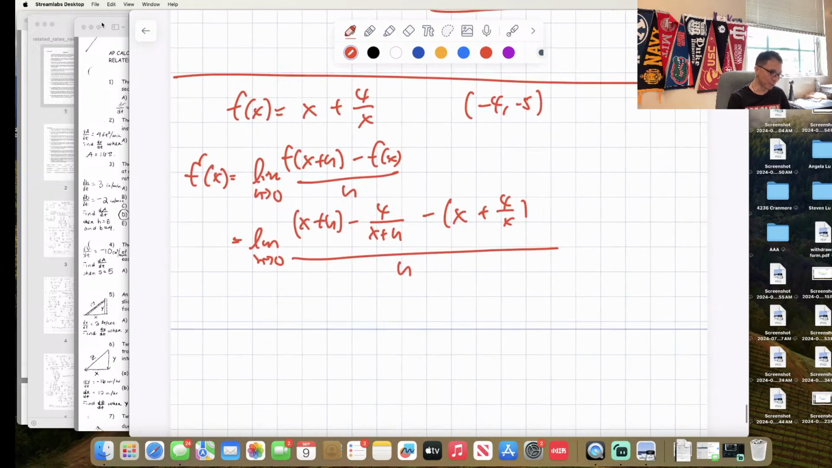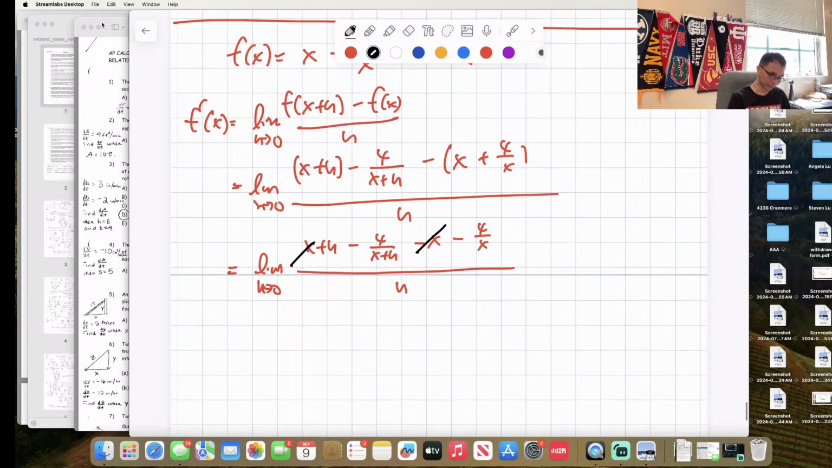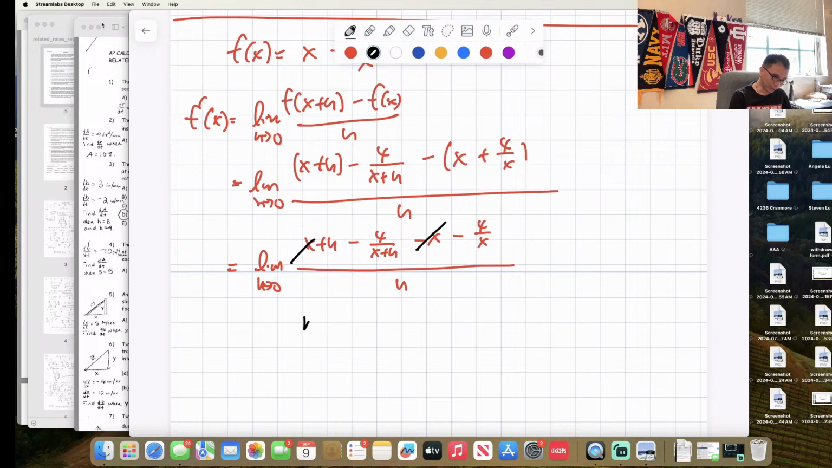Now, this first step, you should know what to do. If you don't know what to do from here, I understand, but it's just algebra. So h approaches 0. This one is going to be x plus h minus 4 over x plus h, minus x minus 4 over x. Always distribute. Now you're going to see something that is very easy to cancel out at the very beginning, so you don't have to do a whole lot of work. Now you're left with the h, minus 4 over x plus h, minus 4 over x.